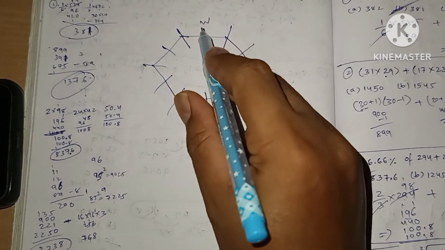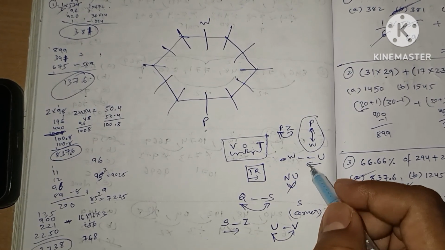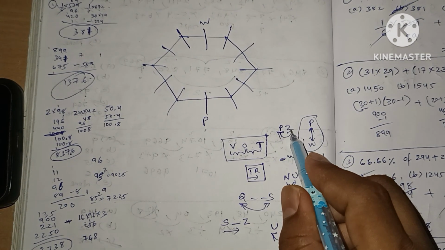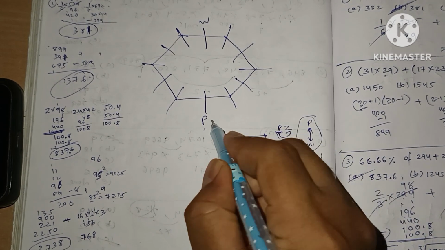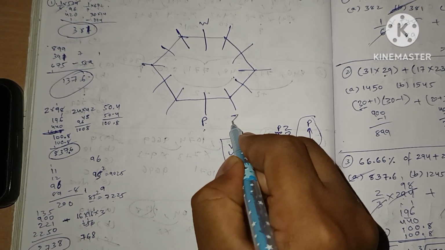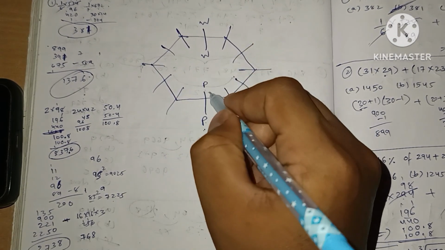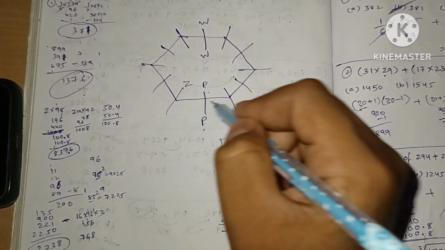This is P and this is W. Now if we got P, we can place Z. So P and Z are immediate persons. We can take Z here, or else we take another possibility inside: P here and Z here.